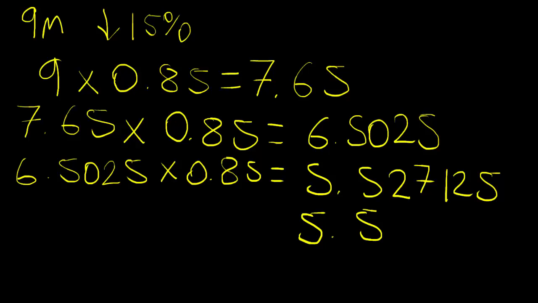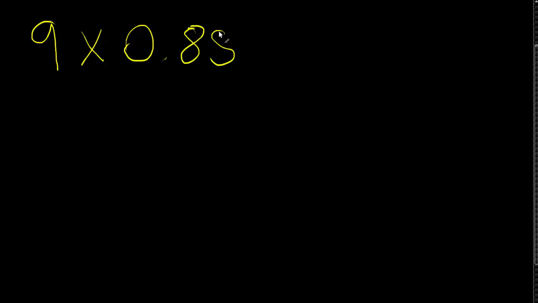Using multipliers helps us to simplify this down. So we're not actually going to do these three calculations. There's a much neater way of writing this. So let's have another look at what we were doing. So we started with 9 meters. To find how thick they were after 1 year, we multiplied that by 0.85. So that was after 1 year.